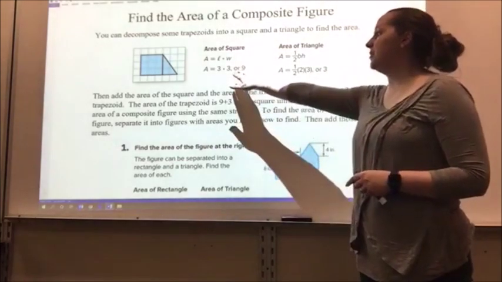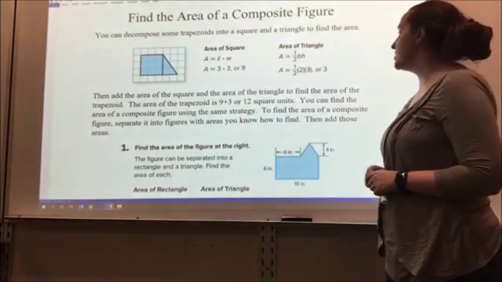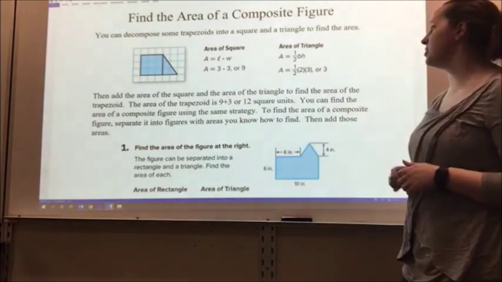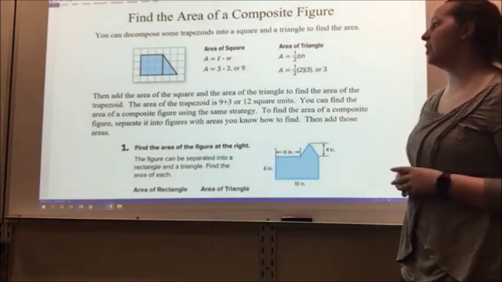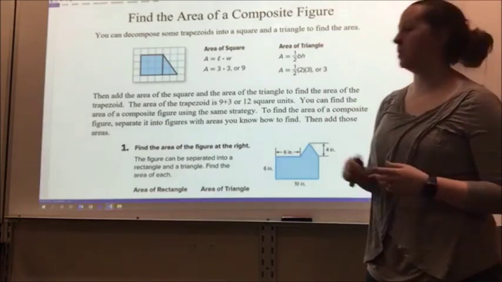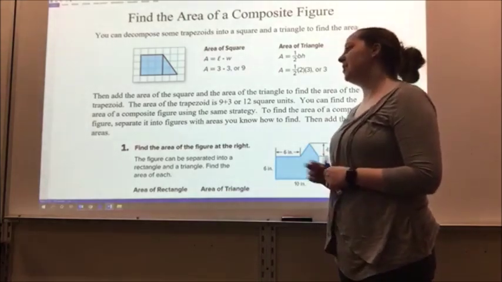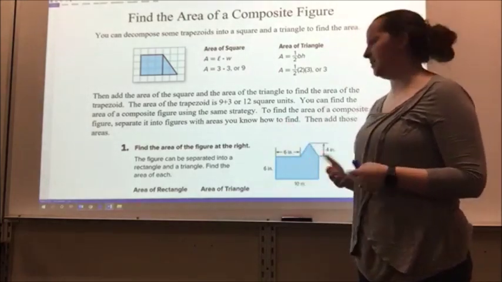I find the area of the square, which is 3 times 3, which is 9, and the area of a triangle, 2 times 3 times 1/2, or 3. And I add the area of the square to the triangle, so 9 plus 3 is 12. You can find the area of composite figures using the same strategy.